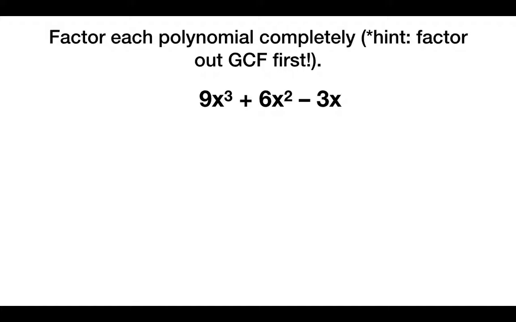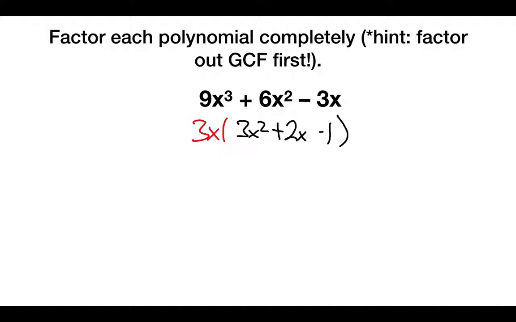All right, now we're going to factor out each polynomial completely. So the first thing we're going to do is factor out the GCF. So here's our first one. In this case, our greatest common factor would be, well, let's see, 9, 6, and 3. So that's a 3, and they all have x's, so 3x times 3x squared plus 2x minus 1. At that point, we factor.